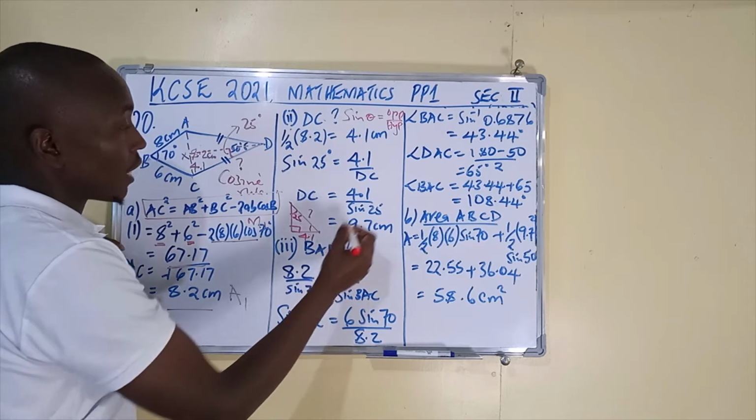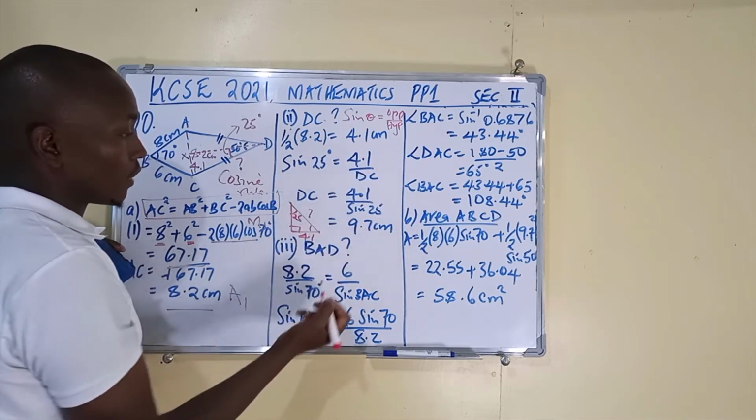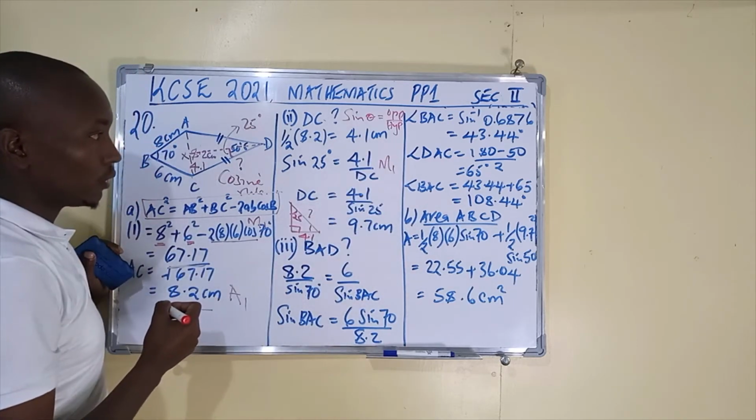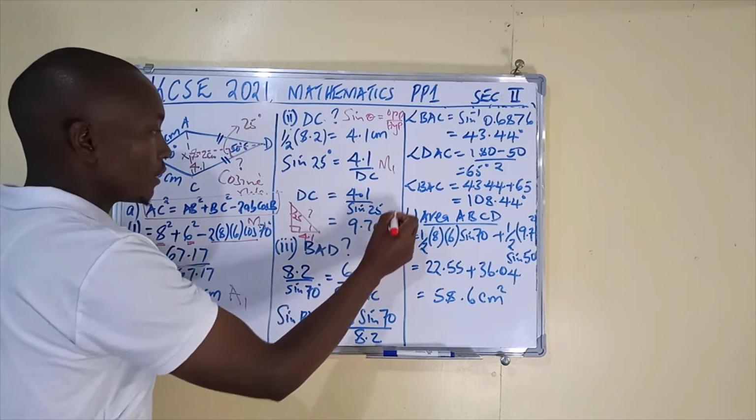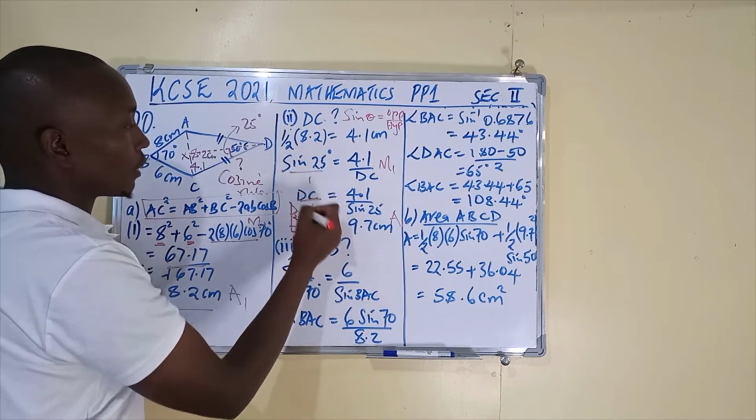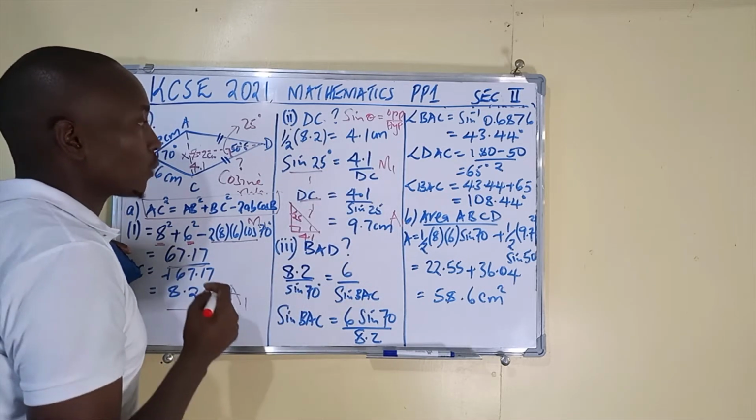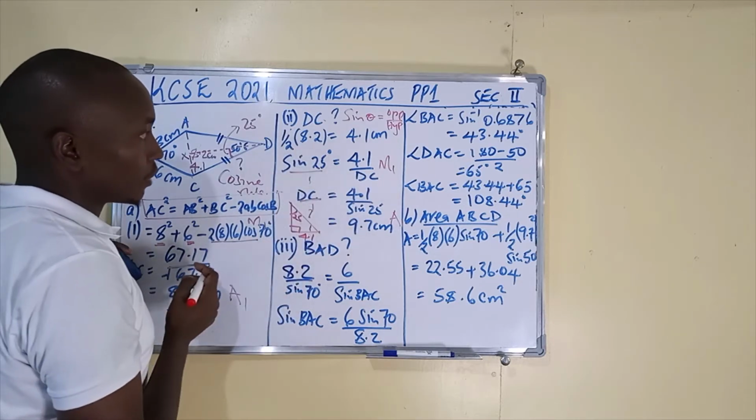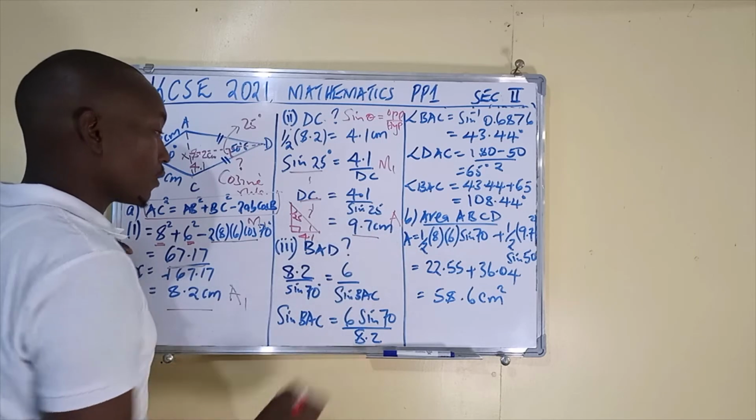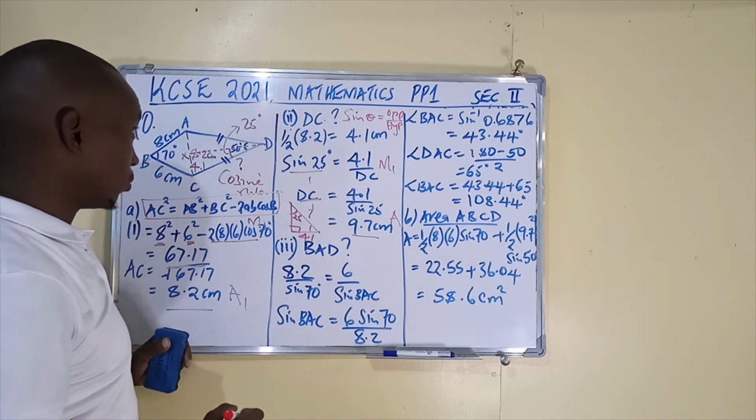So with that, I'm going to operate. If the student is to show us that one, that's a mark. Then finally, working out DC. Remember what I've done here, it's just to cross multiply. 4.1 times 1, then DC times sine 25, then divide by sine 25 for you to end up with this. So that is part 2.